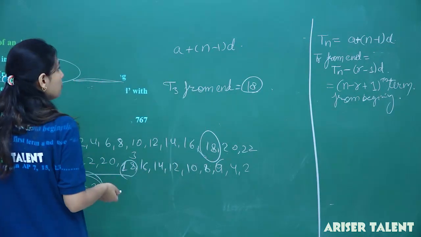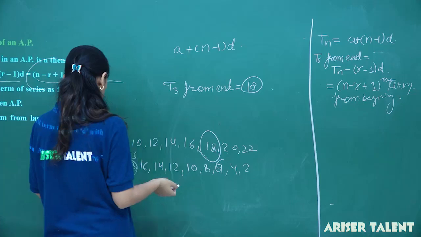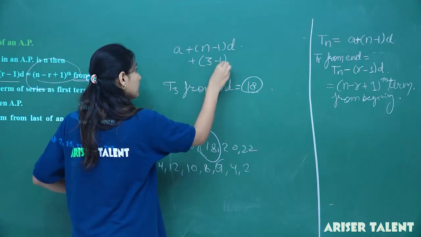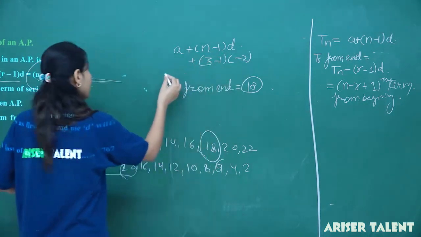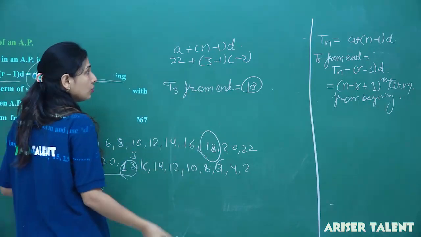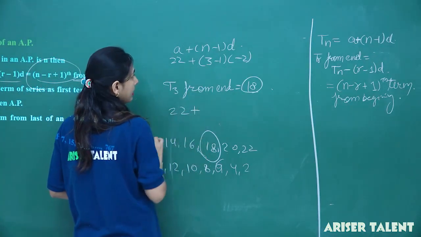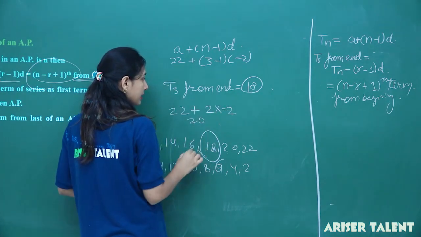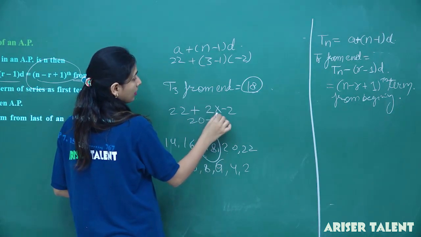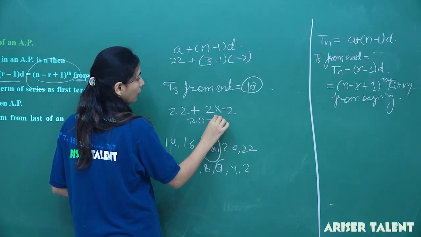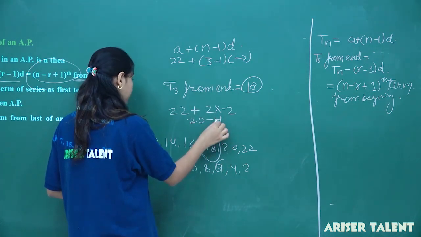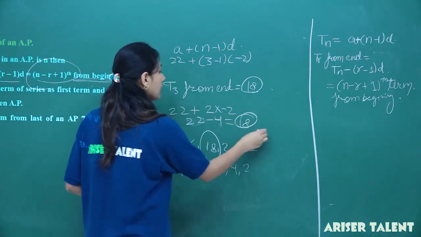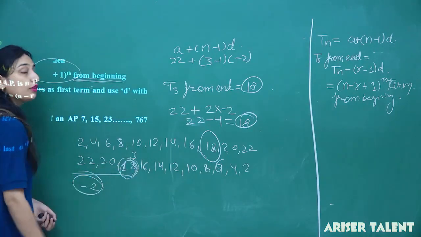Now, n is equal to what? We are having the third term, so n equals 3, and the difference is minus 2 here. And the first term is what? 22. So from this, you can say it is 22 plus 2 times minus 2, that will be 22 minus 4, that is 18. And 18 is our third term from the end.